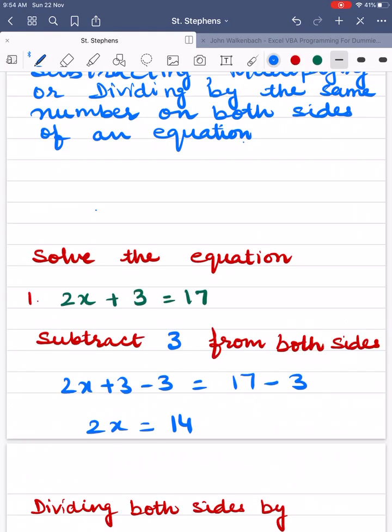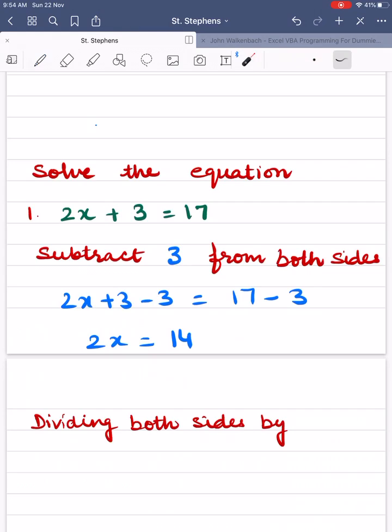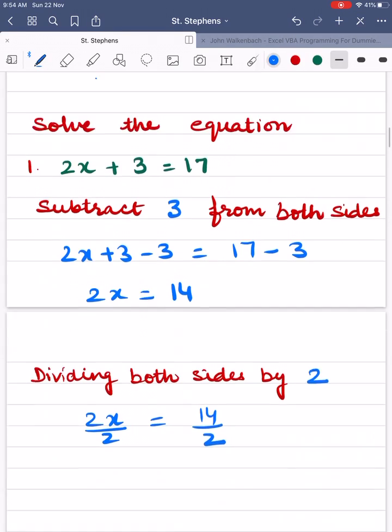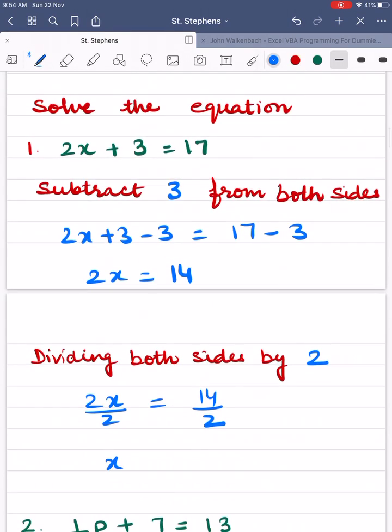Now we have to remove 2 to get value of x. So dividing both sides by 2. So we get 2x upon 2 is equal to 14 upon 2. So we get here x is equal to 7. So the solution of the equation is x is equal to 7.